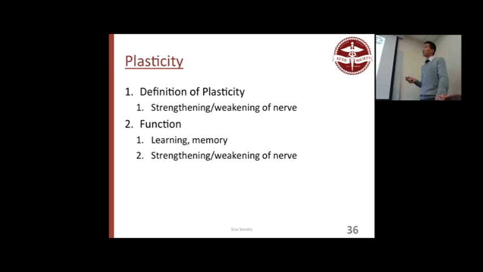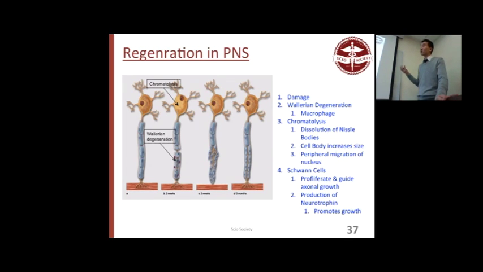And when we talk about plasticity, we're talking about strengthening and weakening, but we also talk about learning and memory. It's able to regenerate and regenerate new pathways for learning and memory. Okay, cool. So how does it actually happen? There are three things that are mainly happening. So your damage happens first, right?